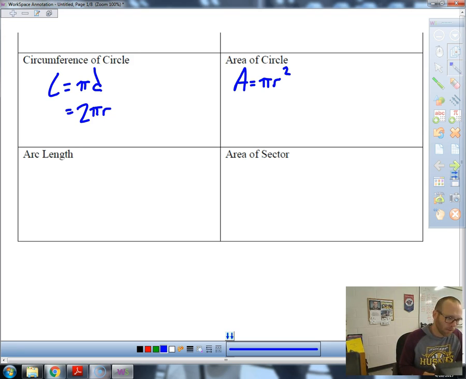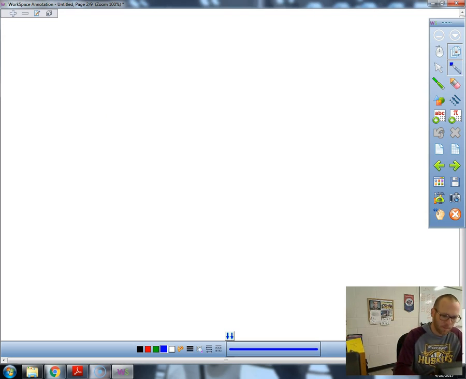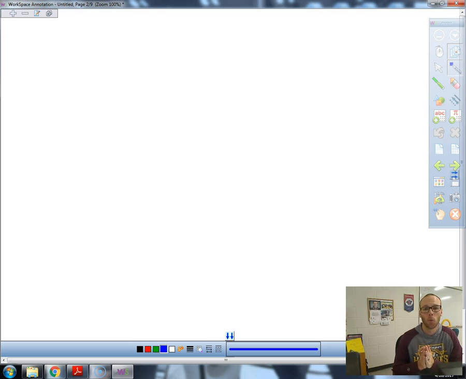So circumference, 2 pi r. Area, pi r squared. Notice, they contain the same three items. They both contain a 2, they both contain a pi, and they both contain an r. What happens sometimes is that when we're switching back and forth between circumference and area problems, students tend to get the formulas goofed up. And I see things like this.